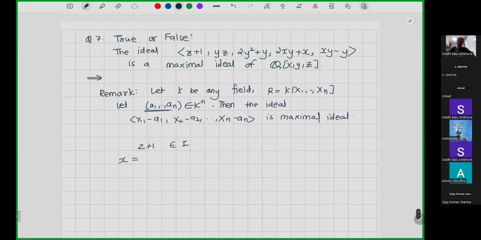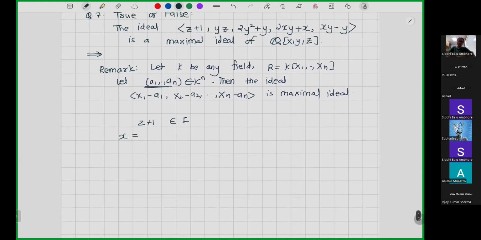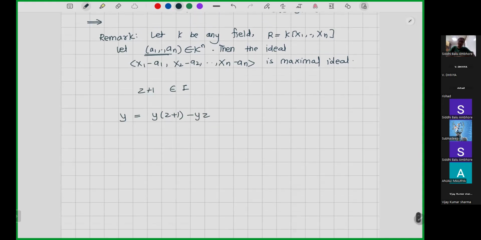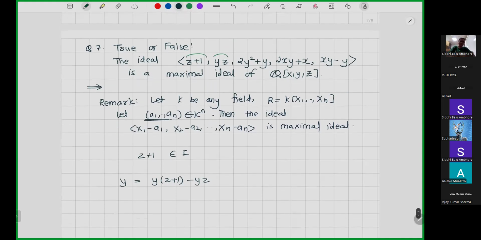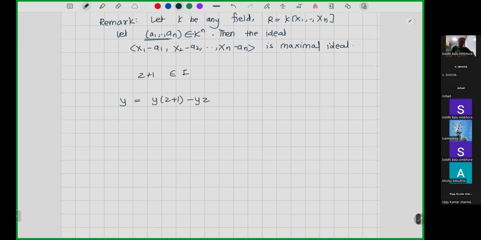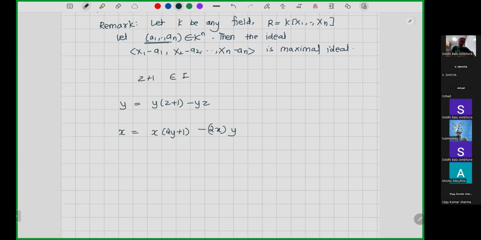So x can be written as... y is y into z plus 1 minus yz. Using these two terms, z plus 1 and yz. And xy: x is x into 2y plus 1 minus 2x into y.